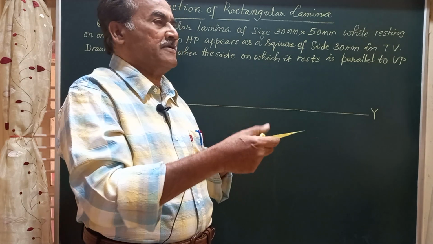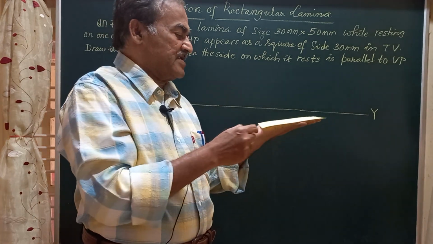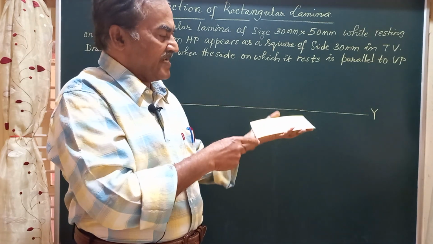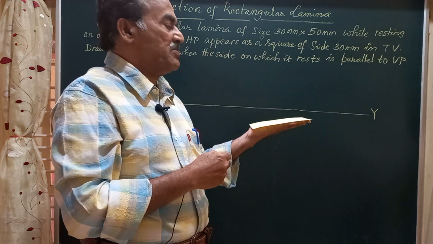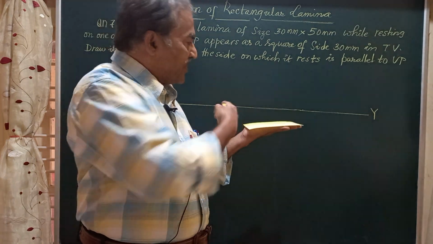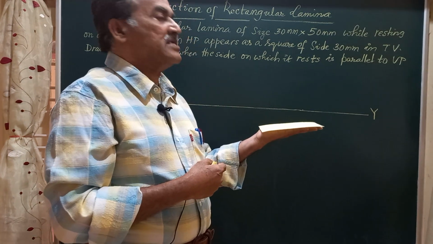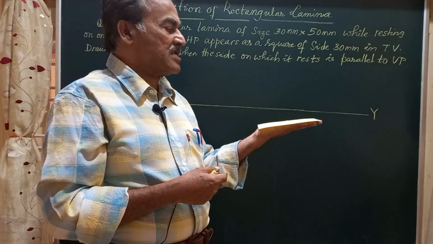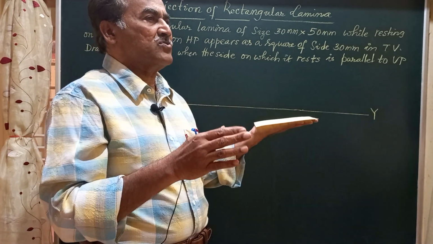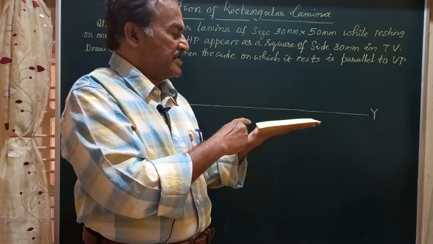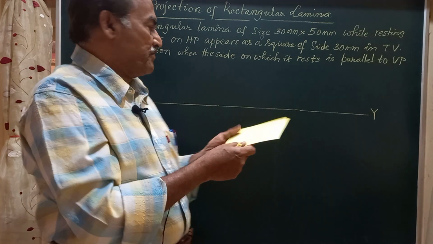So initially I have to place the lamina on HP such that the shorter side AB, which has a measurement of 30 millimeter, is perpendicular to VP and it is placed on HP on its surface. So friends, let us draw how the lamina looks when it is placed on HP with one of the shorter edges perpendicular to VP.